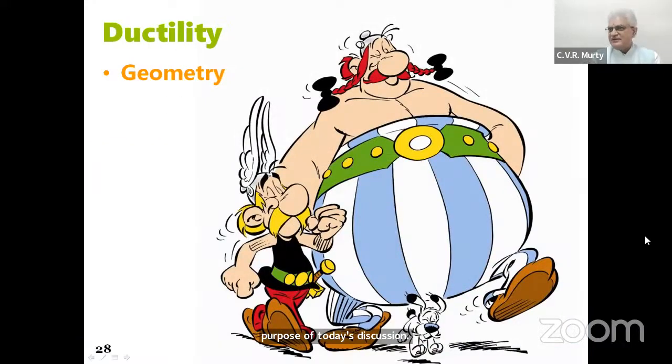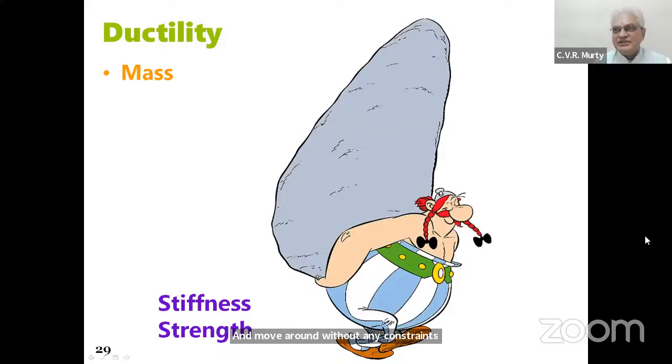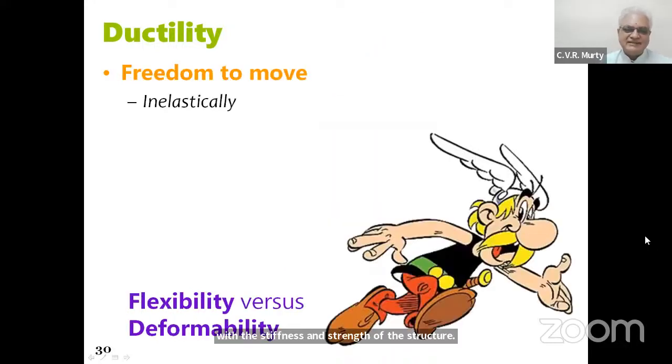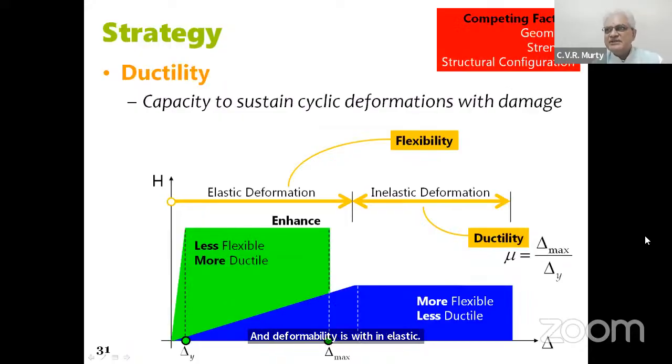And I'm saying geometries are one of the biggest worries that we have, right? The larger the geometry, the lesser will be your freedom to move around without any constraints. But if you say the larger the mass, then you start playing with the stiffness and strength of the structure. But what is crucial is that we know the difference between flexibility and deformability. Flexibility is all elasticity, and deformability is with inelasticity, right? We have two systems here, the green system and the blue system.